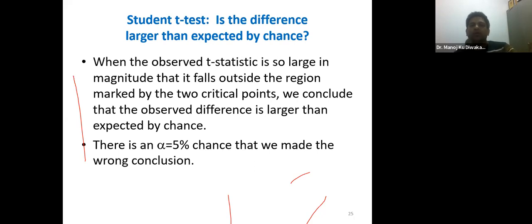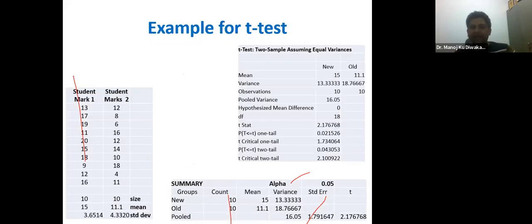There is an alpha of 5% chance that we make a wrong decision. While testing the hypothesis, we talk about a 5% level of significance, or maybe a 1% level of significance. That means we can make a wrong decision 5% of the time, and we include that in the analysis.